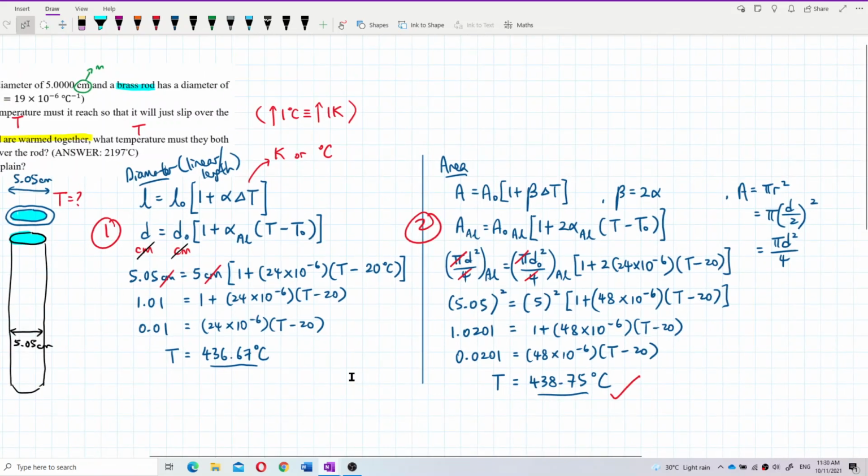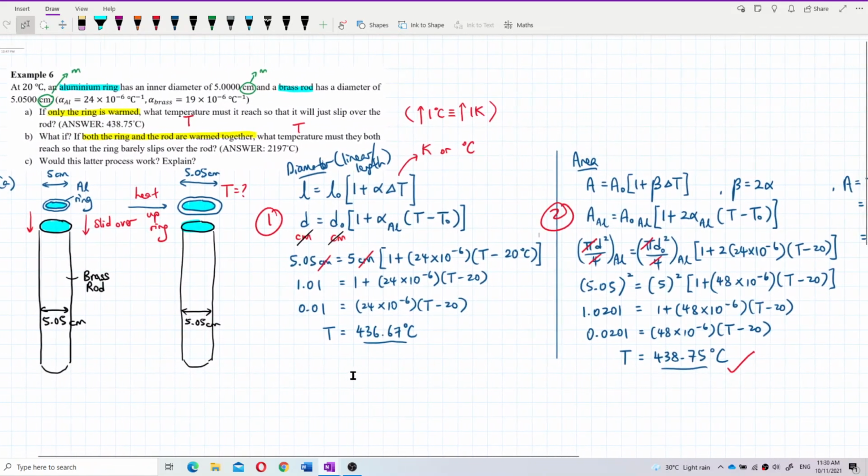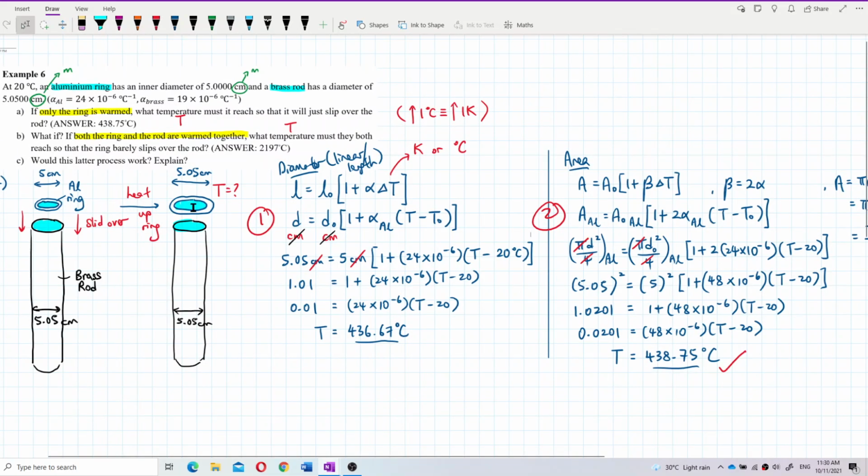So this one is about area. Whether or not the ring can pass through the rod is about achieving the same area. It is not the diameter. It is the area. So in this method, you shouldn't use the diameter, you shouldn't use the length. This is wrong. Many students made the same mistake like what I did just now. They just use the diameter to find the temperature, and you get a different answer.